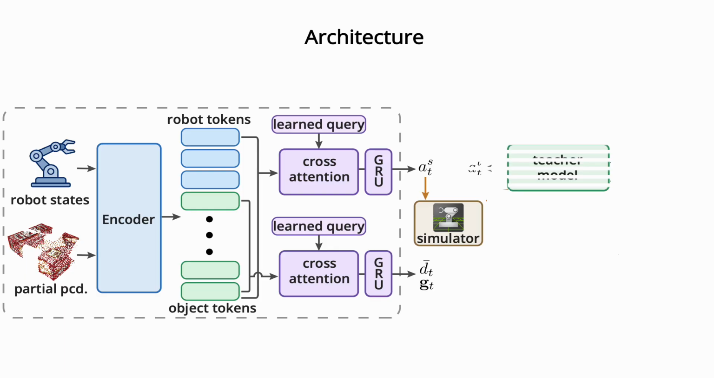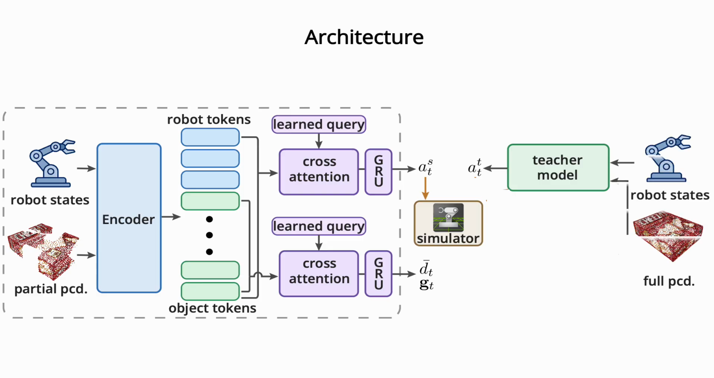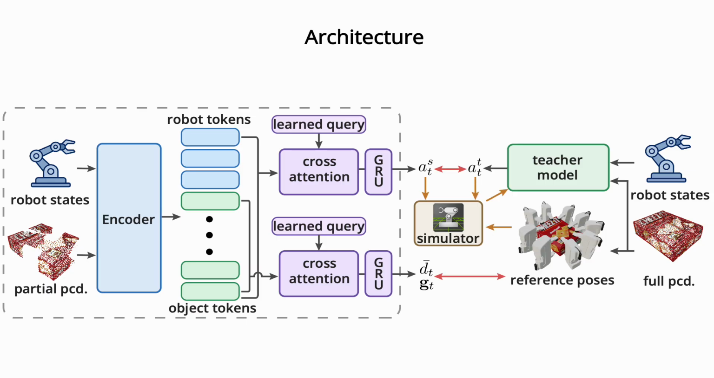For supervision, the teacher policy has privileged observations, including the full point cloud. A pre-trained grasp pose model uses the full point cloud to generate reference poses. The teacher action then supervises the student action during training, enabling manipulation from partial observations.